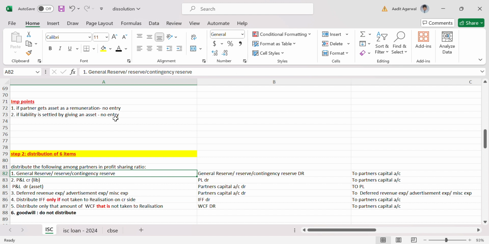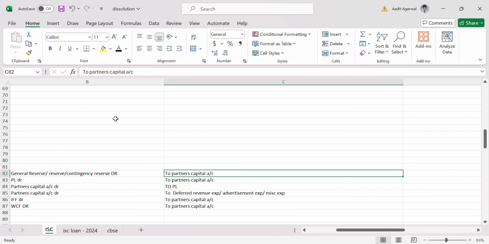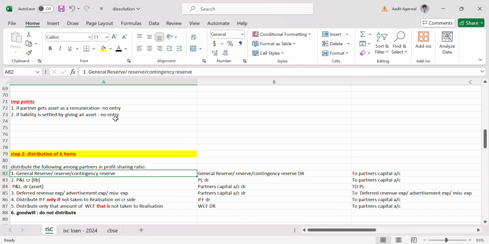Since it is appearing on the liability side, it means it is having a credit balance. So if I have to distribute it, I have to debit it and credit the partners' capital accounts in the old profit sharing ratio. If profit and loss appears on the liability side of the balance sheet, then again you have to debit the profit and loss account and credit the partners' capital accounts.